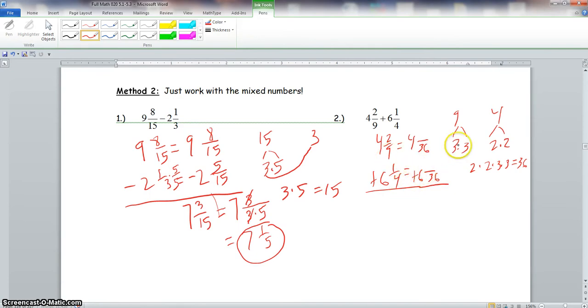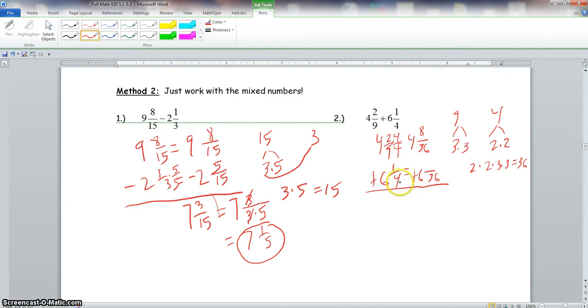Now we ask ourselves, we're comparing the 9 with the 4. We look at the 9, then we look at the 4. We ask ourselves, what does 4 have that 9 does not? It has 2 2's, but we know 2 times 2 is 4, so we will multiply this numerator and denominator by 4. 2 times 4 is 8, and 9 times 4 is 36.